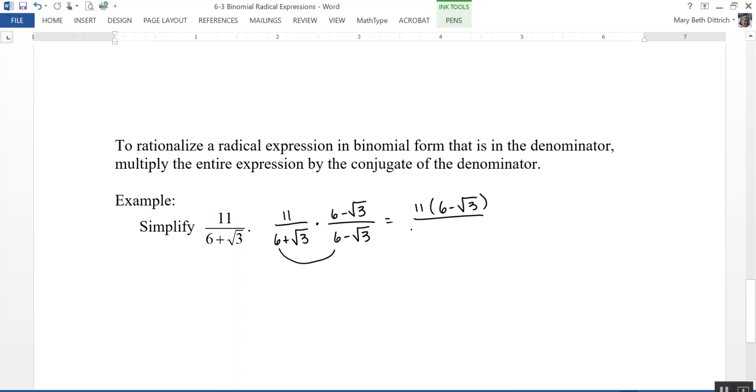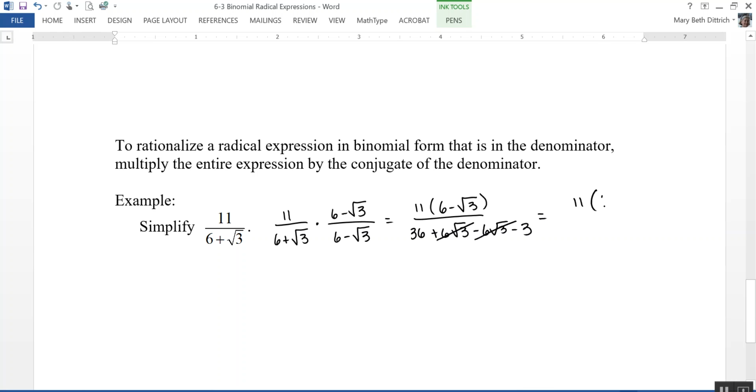My first is going to give me 36. My outer is going to give me 6 square root of 3. My inner is going to give me a negative 6 square root of 3. It doesn't matter. I know what's going to happen there. And then square root of 3 times a negative square root of 3 is a negative 3. Remember, those are going to cancel out. I could have saved myself some time because I knew that was going to happen. Didn't have to actually do that.